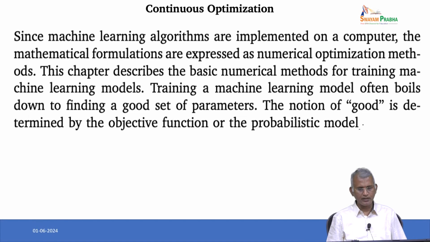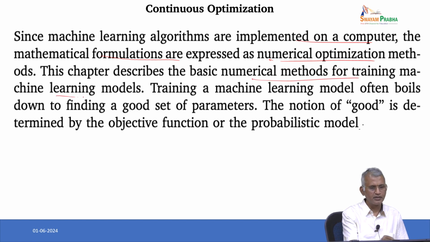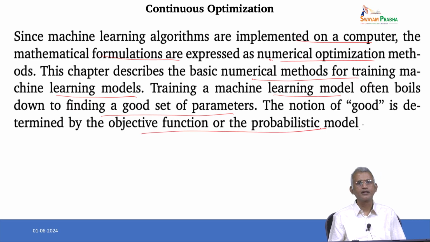Now, next topic is continuous optimization. Since machine learning algorithms are implemented on a computer, the mathematical formulations are expressed as numerical optimization methods, and this topic describes the basic numerical methods for training machine learning models. Training a machine learning model often boils down to finding a good set of parameters. The notion of good is determined by the objective function or probabilistic model.